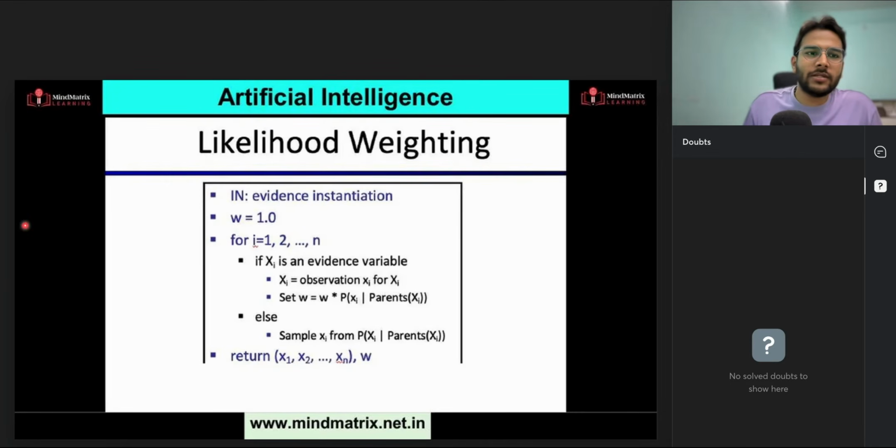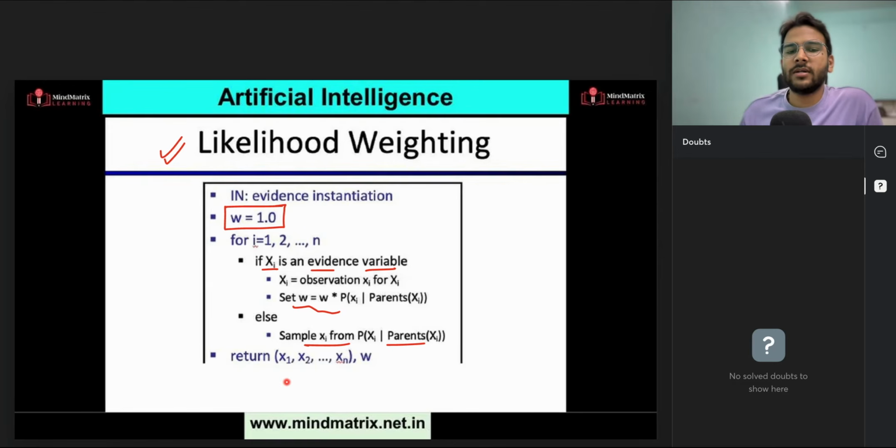Fine. So we can see this is the algorithm for likelihood weighting. Carefully observe here, the initial weight for every probability that you are finding is 1. And then if xi is an evidence variable, only then are you changing the probability for that. Are you getting it? If it is not, then you simply sample xi. Clear? Okay, so this is the reason why we are keeping it as 1.